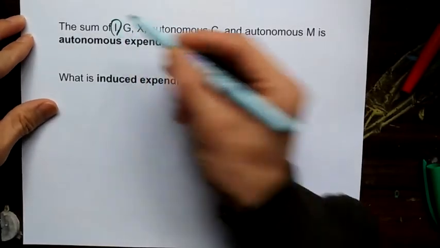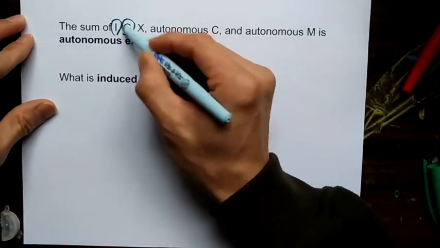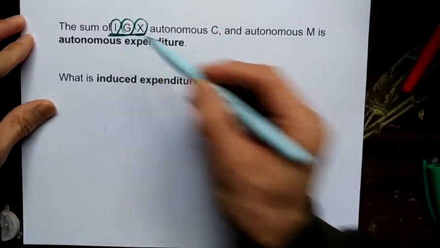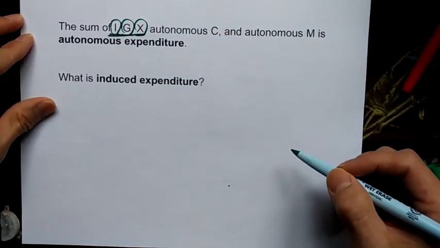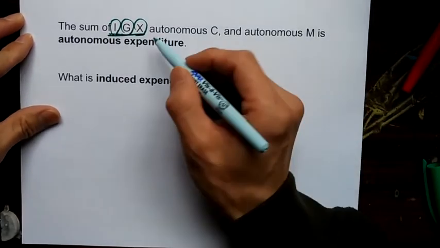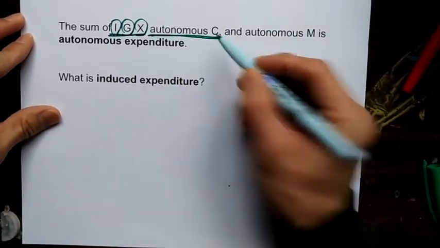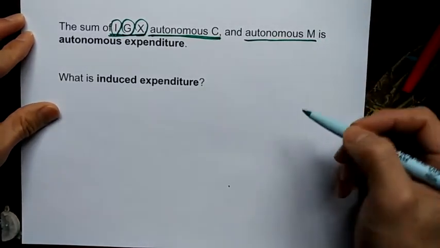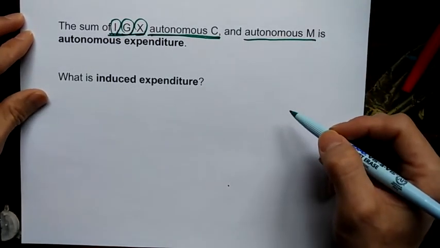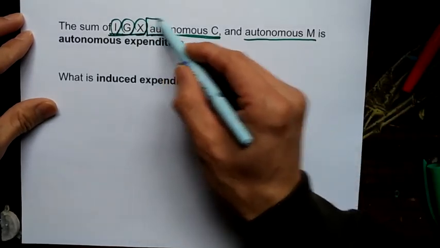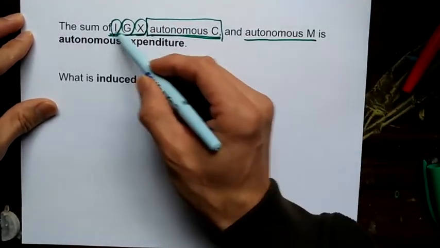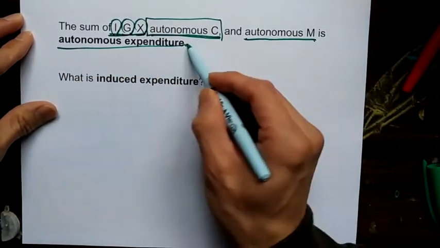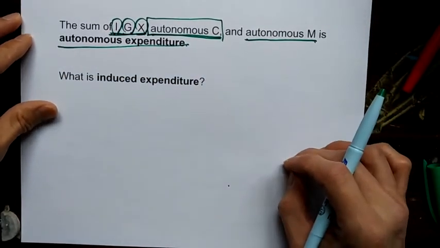Because I is assumed to be autonomous, G is autonomous, X is autonomous, they don't depend on income. Now, autonomous consumption also doesn't depend on income. Autonomous import also doesn't depend on income. Therefore, autonomous C plus I, G, X minus autonomous M is called autonomous expenditure.